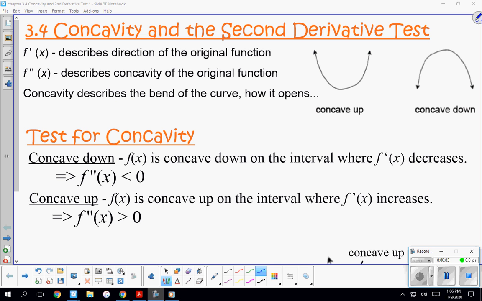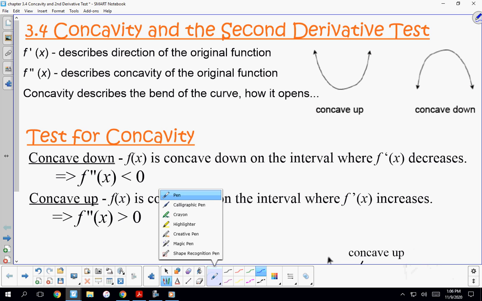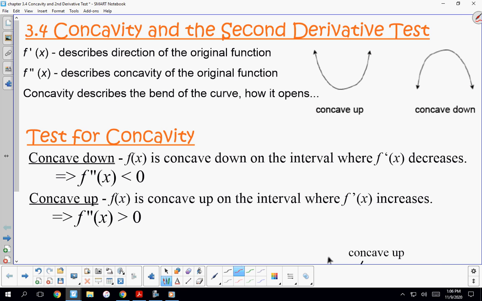In this video, we're going to look at the second derivative to describe concavity of a function and look at the second derivative test. So first of all, remember our derivative describes the direction of the line. So does it increase, decrease? The second derivative describes concavity of the original. If you look at it as the first derivative of the derivative, then it can tell you if the derivative is increasing or decreasing. But if you look at it compared to the original, it will tell you concavity.